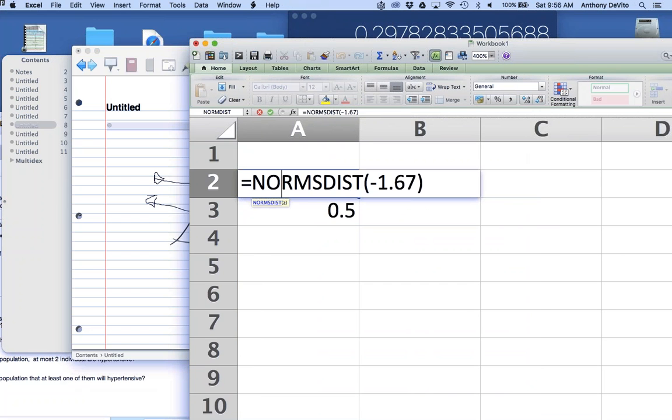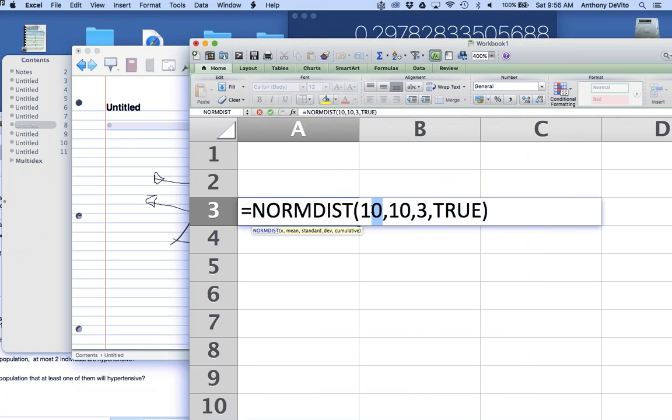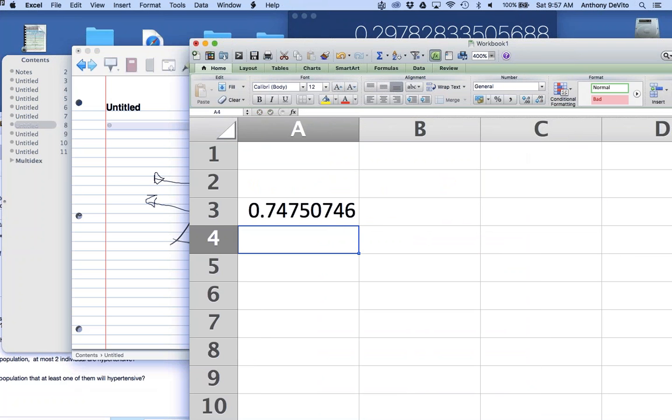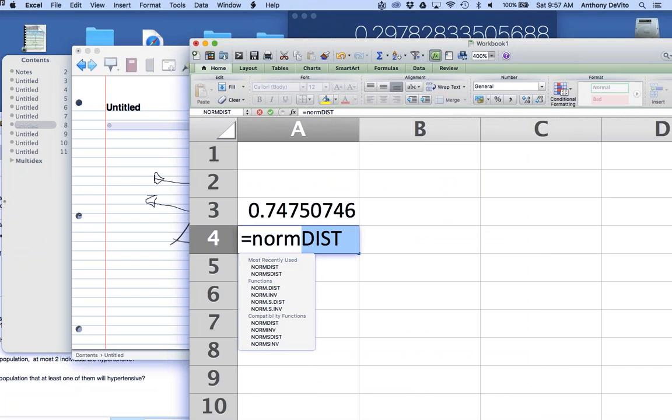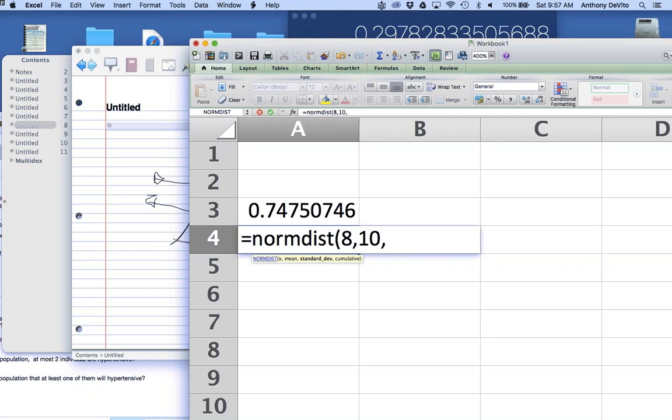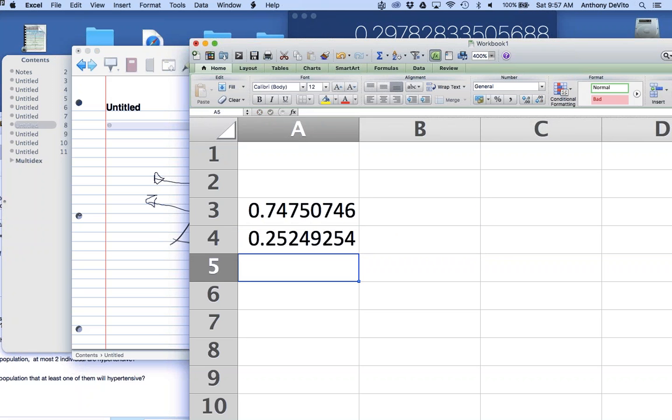Okay, so I'm going to save myself a little bit of time and effort by using the NORM.DIST formula rather than NORM.S.DIST. The bigger value, remember, was 12 minutes. The average is 10, 3 is the standard deviation, and true. So the area from that point to the left is 0.74. For the other area, NORM.DIST, that's going to be 8 minutes, comma, 10-minute mean, 3-minute standard deviation, and true. And that's 25%.